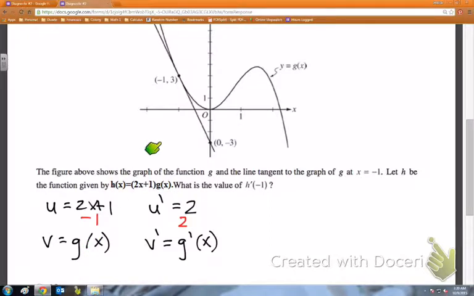g of -1, if I look at my graph up here, since this is the graph of g, if I look at g of -1, it equals 3. So g of -1 is 3, because I just look at what the function equals at that point. So that would be 3.